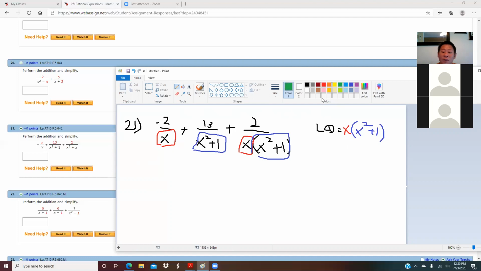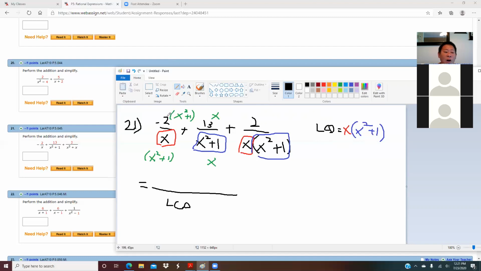So what we do next is figure out what is missing on the first term compared to the LCD. You have x, so you are missing x squared plus 1. So you have to multiply this also by x squared plus 1. This one is only missing the x term, so you have to multiply this by x. This one has everything in there, so you do not need to multiply anything. So now your denominator is your LCD. These are 3 of them.